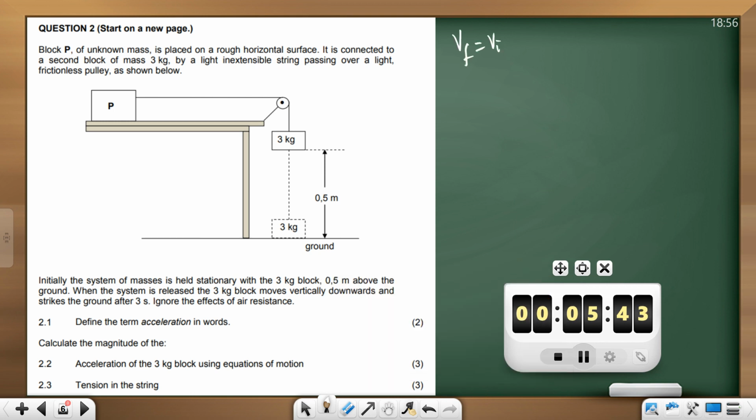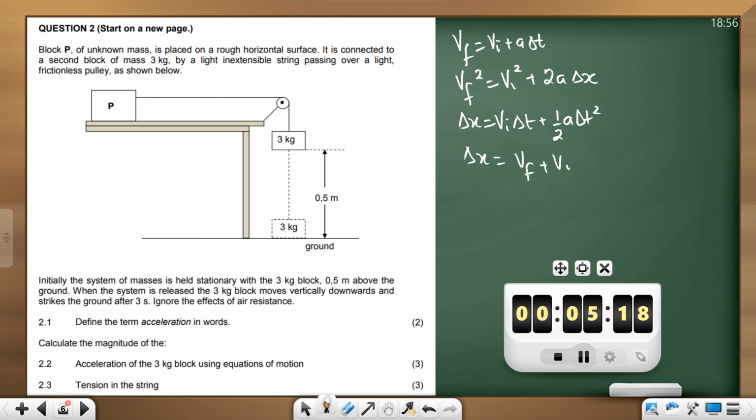F equals VI. Good. Are you happy now? X equals VI delta T. Right? And delta X equals VF plus VI. Okay, let's give you 6. Let's start counting again.